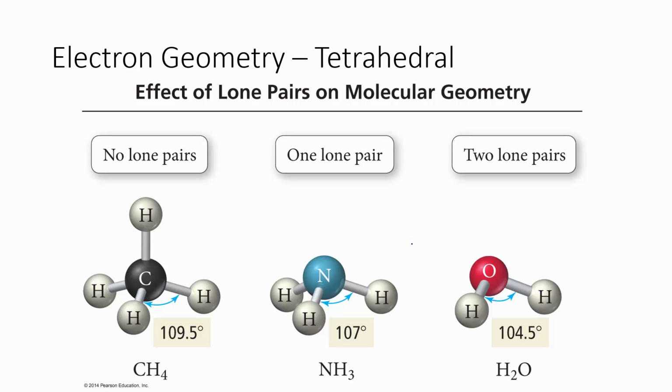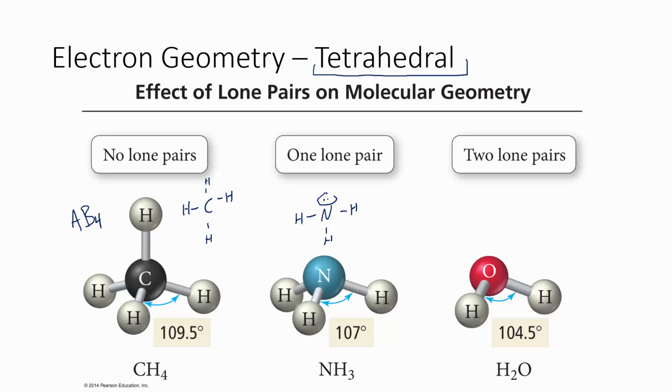So what happens to the geometry when we introduce these lone pairs? Well, let's just look at tetrahedral first. We can get a good idea of this. It's something like CH4, a Lewis structure that we've seen many times. We have no lone pairs. This is AB4, and it is tetrahedral. When we introduce a single lone pair, such as in the ammonia molecule, we have a slightly different shape.